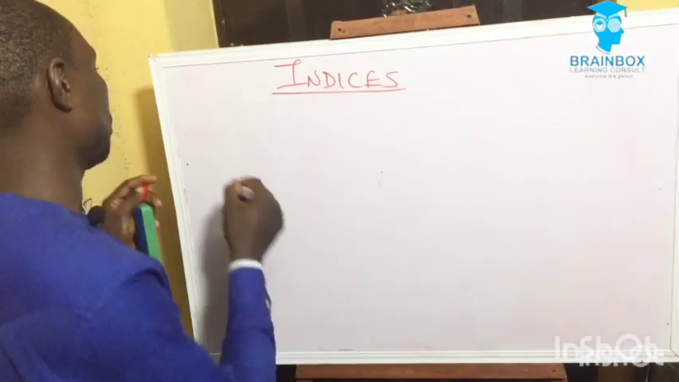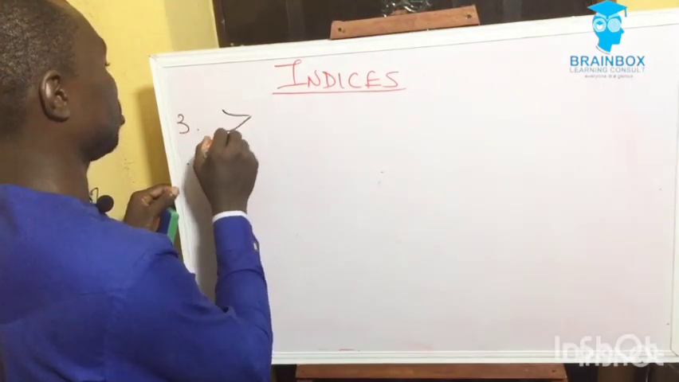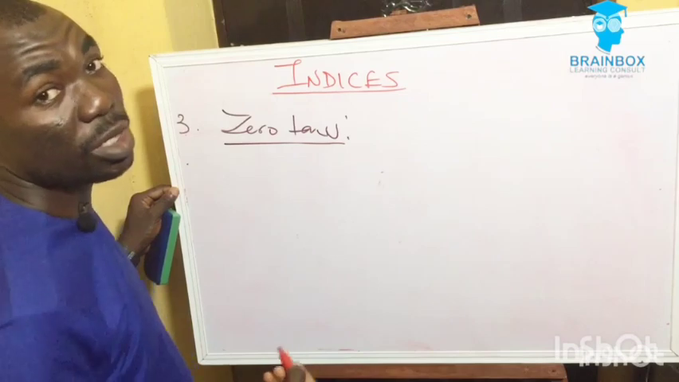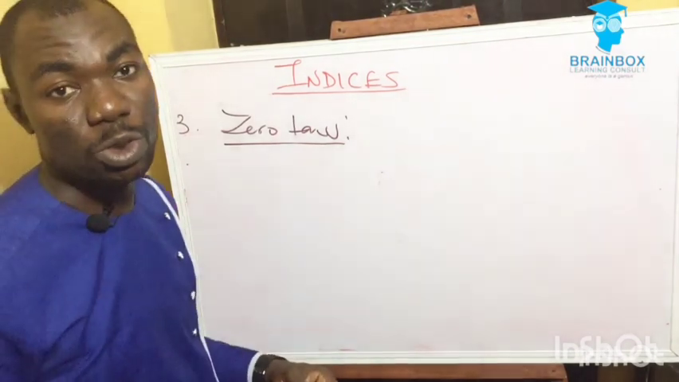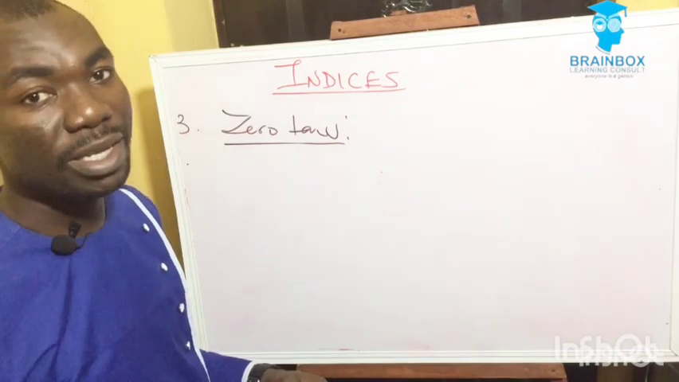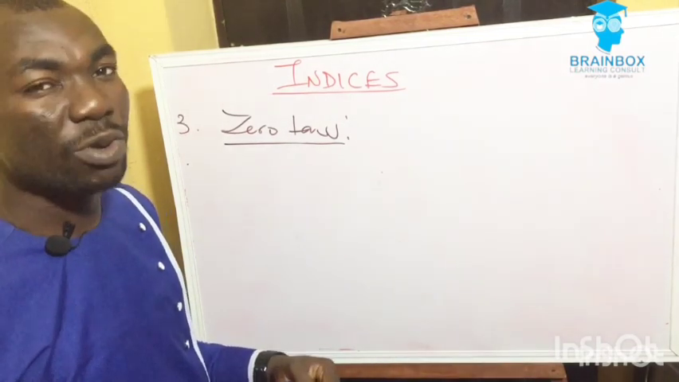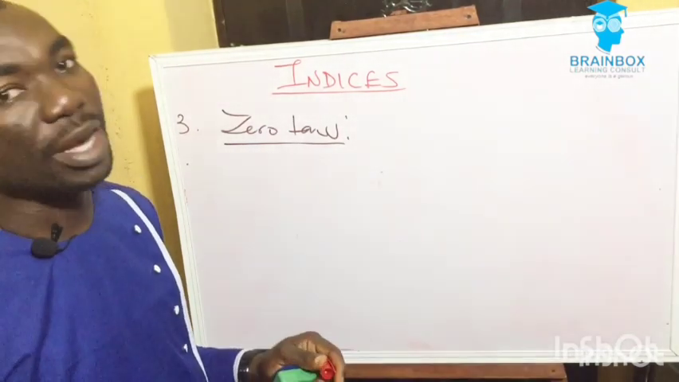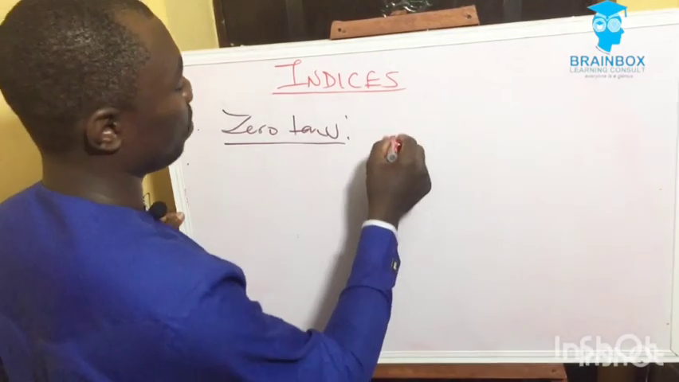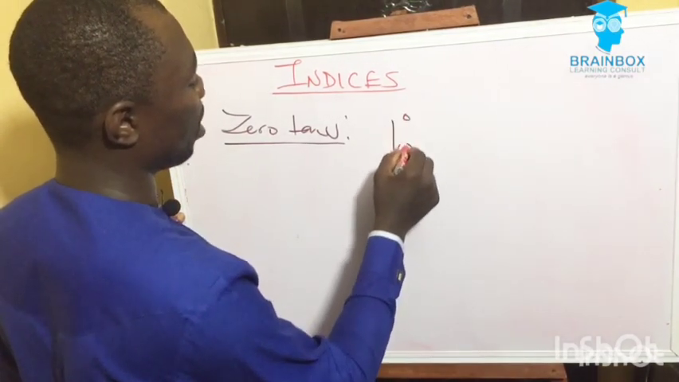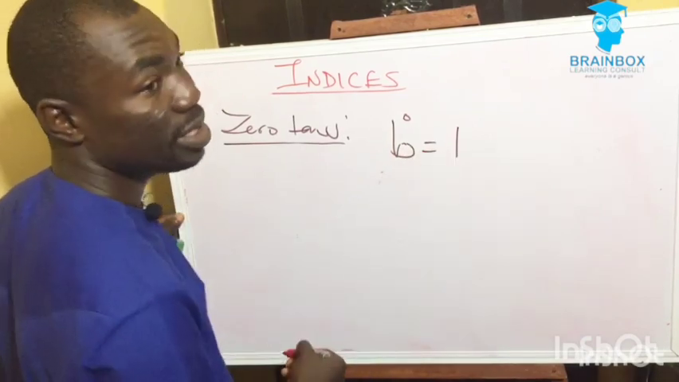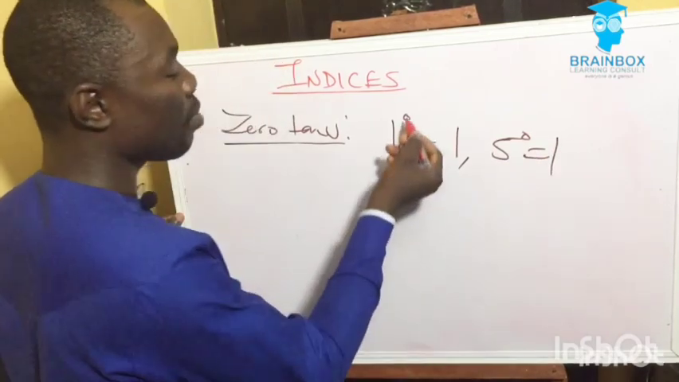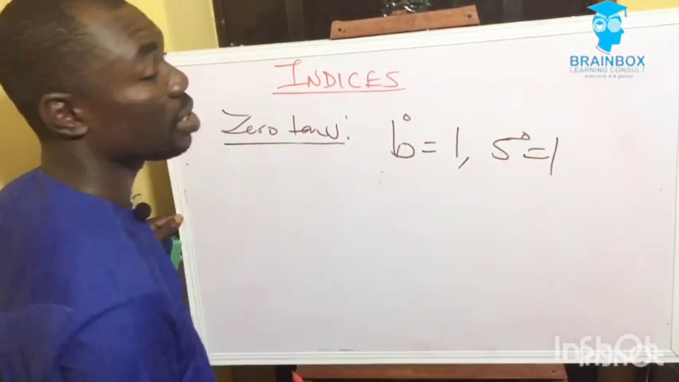The zero law. What's the zero law in indices? The zero law states that whatsoever alphabet or number that is raised to 0 is equal to 1, provided that number is not 0. For instance, what do I mean? We can have numbers like this. b raised to the power of 0 is 1. 5 raised to the power of 0 is 1. So any number or letter raised to the power of 0 is 1.